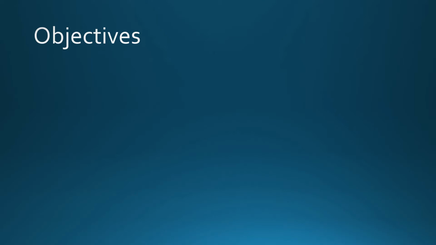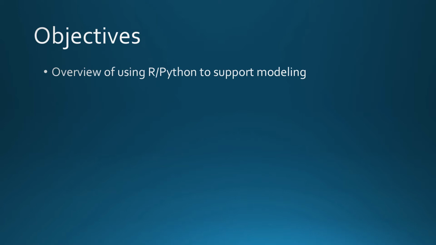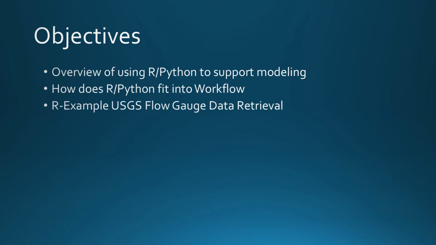Okay, let's go through some of the objectives that we hope to accomplish during this webinar. The first one is I want to give you an overview of using a scripting language like R and Python to support modeling, and talk a little bit about how R and Python would fit into a workflow for applying watershed and water quality models. I'll give you a couple of examples, one with R where we'll be retrieving USGS flow gauge data and processing it into a form that we can analyze and look at pretty quickly.